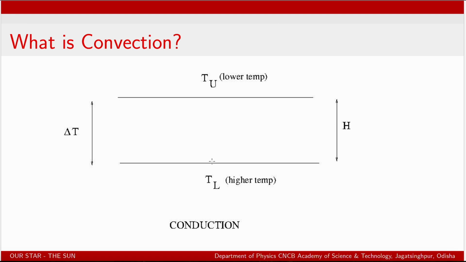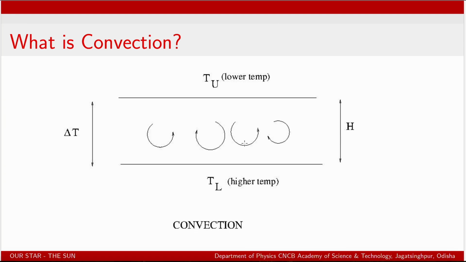Heat flows from the lower plate to the upper plate, but there is no material motion of the medium. If the medium is a fluid, then there is no macroscopic motion of the fluid. The heat transfers through microscopic motion. That is conduction. Conduction is a kind of diffusive process. We will see that soon. So this is conduction. So what is convection? That we are going to see in the next few slides.